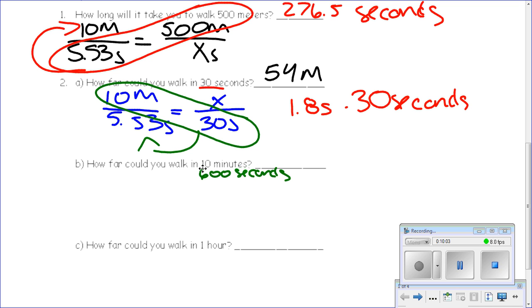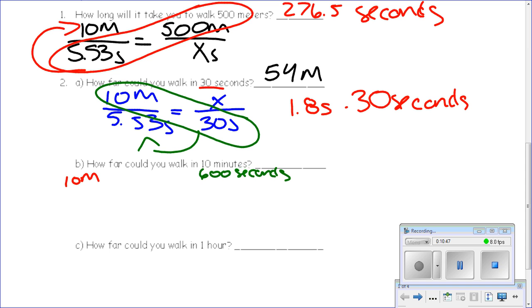So how can I determine how far I can walk? Look at the pattern we're doing in 1 and 2A. We're using our constant rate for both of them. What is our constant rate? 10 over 5.53, or like Blake was saying earlier, what else could it be written as? Yeah, it could be written as 1.8. So when we want to find it in 600 seconds, can't we use our constant rate to do that? So how could I write that up?